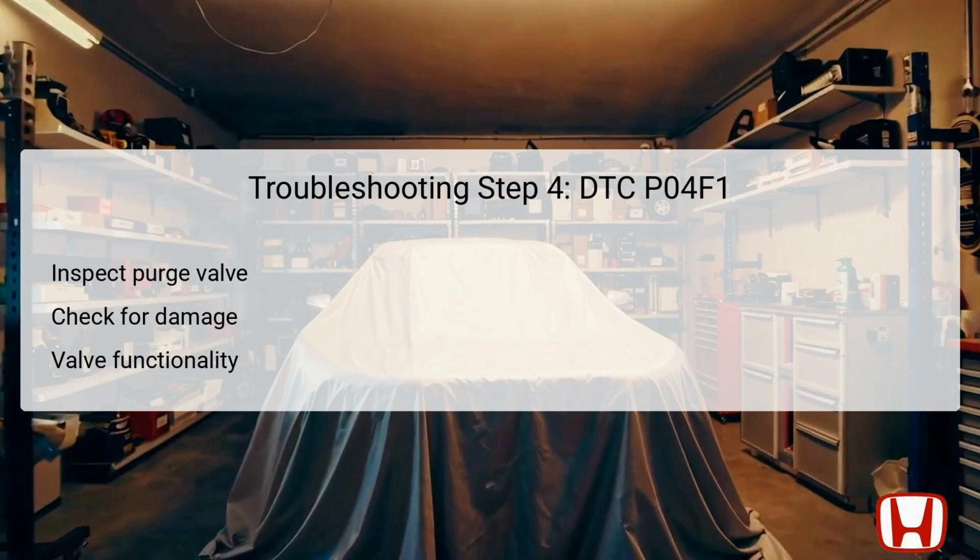In the fourth step, focus shifts to inspecting the EVAP canister purge valve for potential malfunctions. This component is critical as it regulates the flow of fuel vapors back into the engine for combustion. Thoroughly examine the valve for signs of physical damage or wear that could affect its functionality. If any issues are detected, replacement of the valve may be necessary to rectify the low purge flow condition.